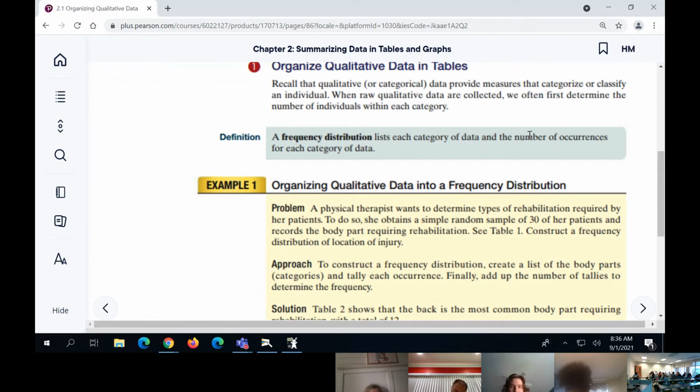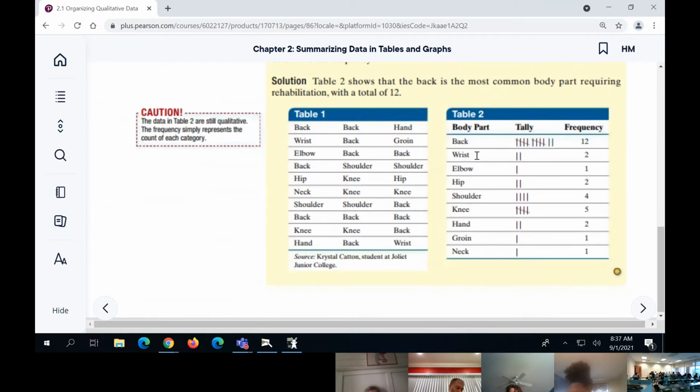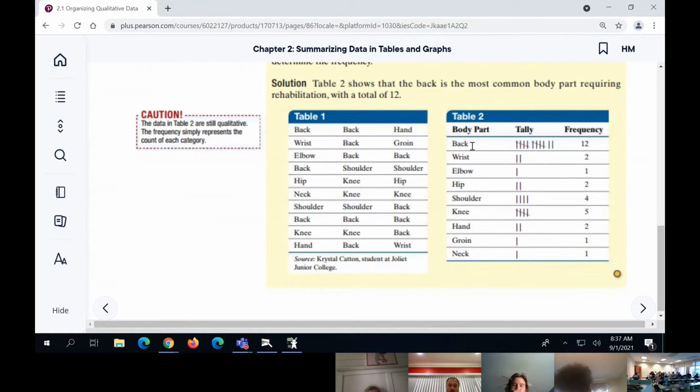Okay, how do you organize your data? You use a frequency distribution. A frequency distribution is what we call a table. Okay, that's all it is. But in math, we have to call it something different. You have to hold your pinky up and call it a frequency distribution. There is a frequency distribution right here. You've got a category here, and you've got a head count here.